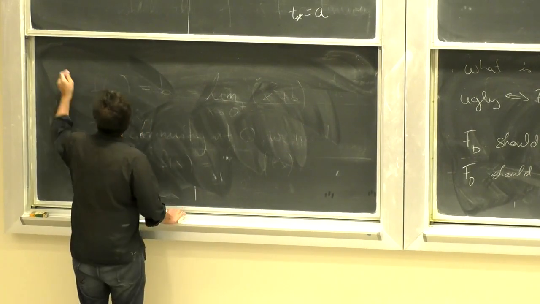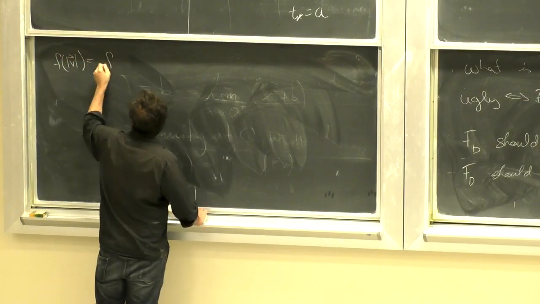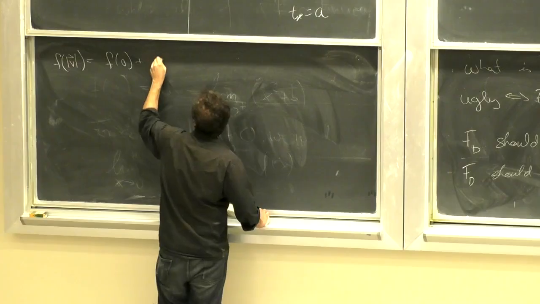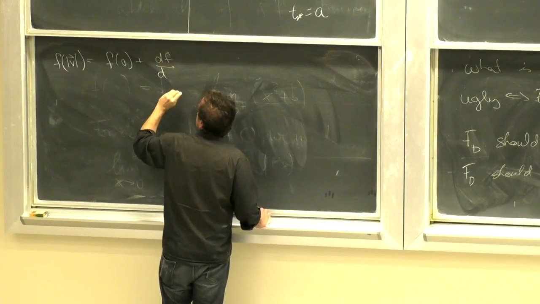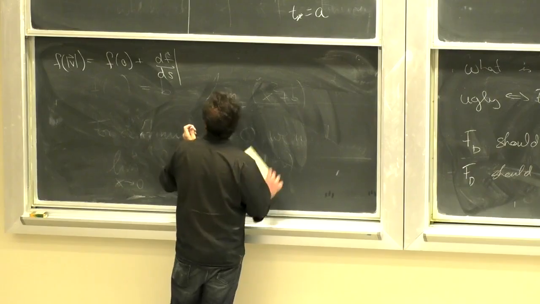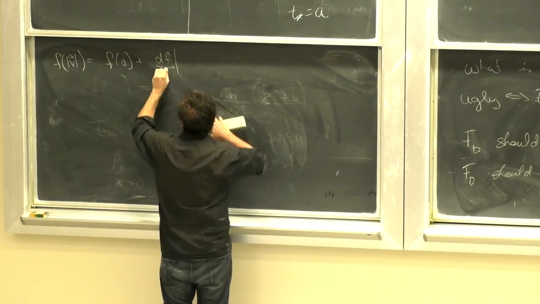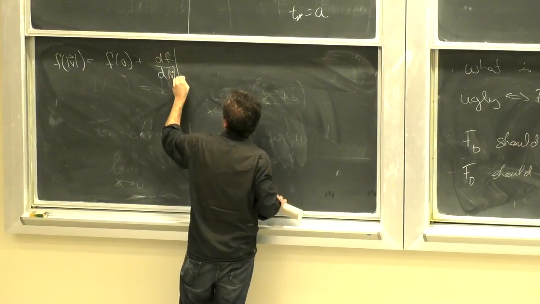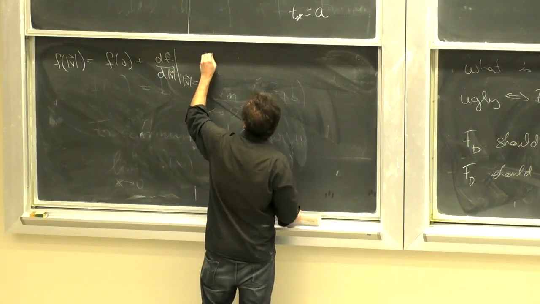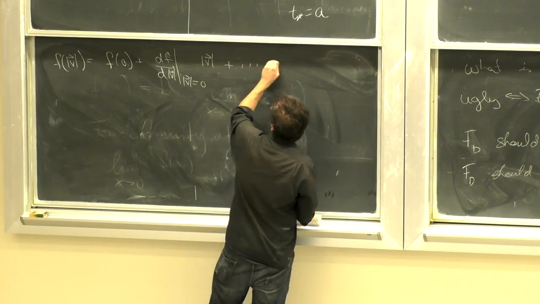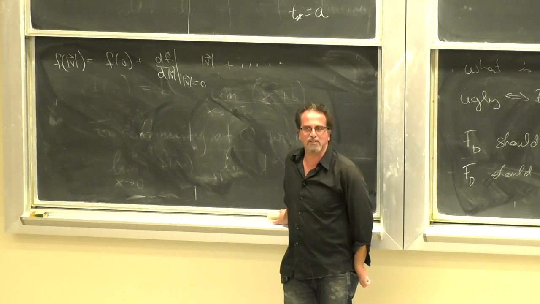It's not that hard. So let's imagine f of magnitude v is equal to f of 0 plus the derivative of f with respect to its argument, I'll call that s, evaluated at magnitude v equals 0, times the magnitude of v, plus dot, dot, dot. I'll just do two terms in the Taylor series.